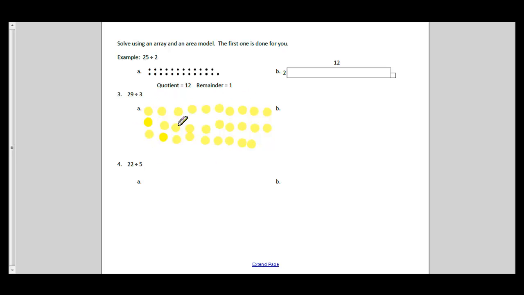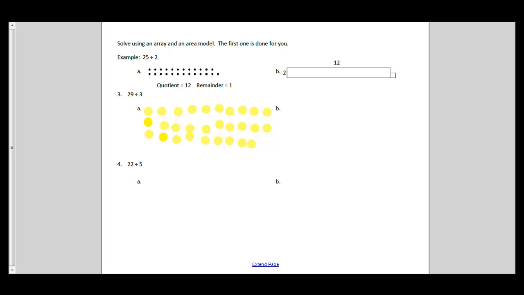I could, but I don't need to do that at this point because it's a little bit time consuming. I can clearly see my groups of 3. And all I have to do is go through here and see how many groups of 3 I have. 1, 2, 3, 4, 5, 6, 7, 8, 9 groups of 3. This is not left over.